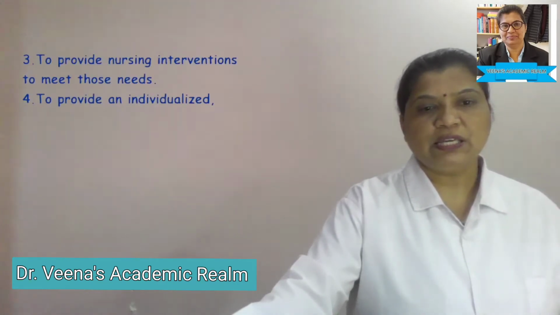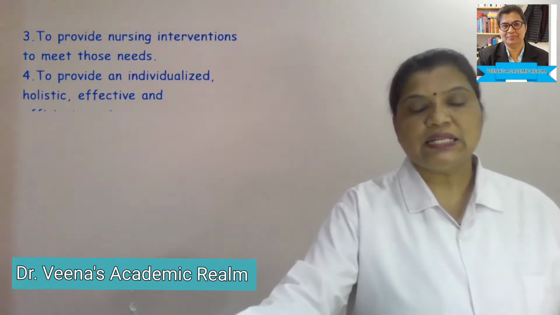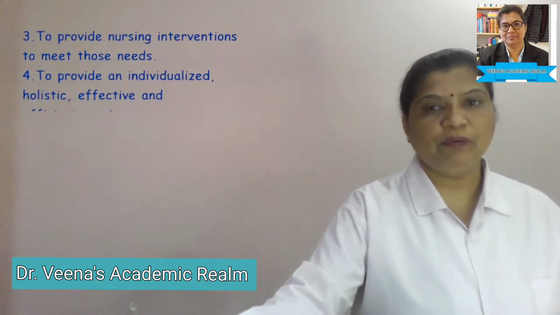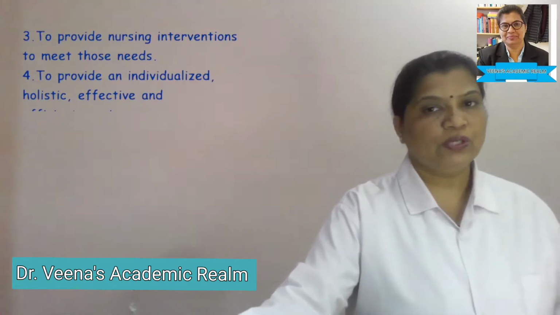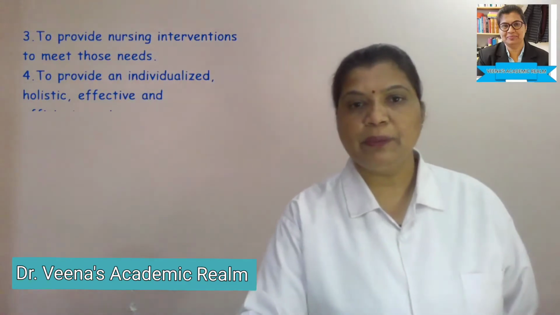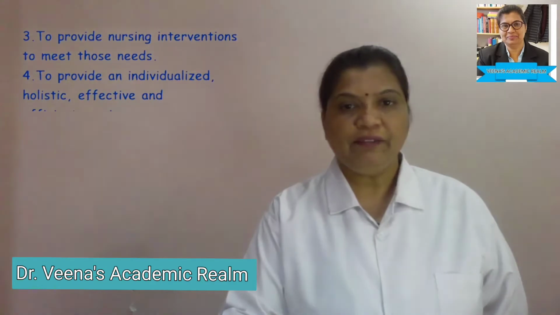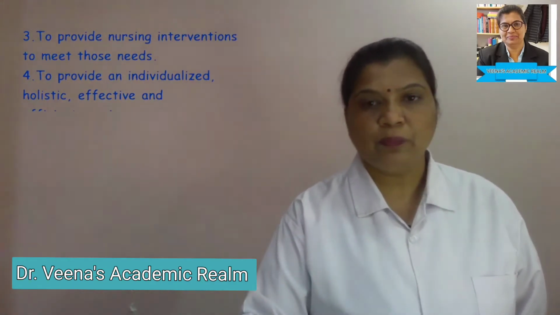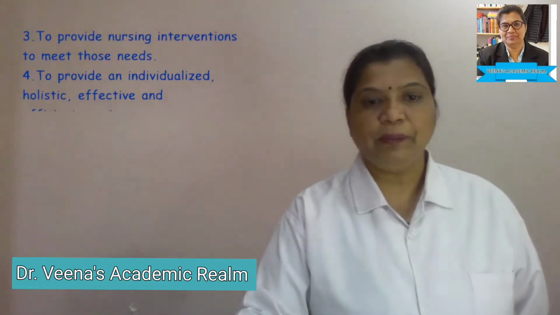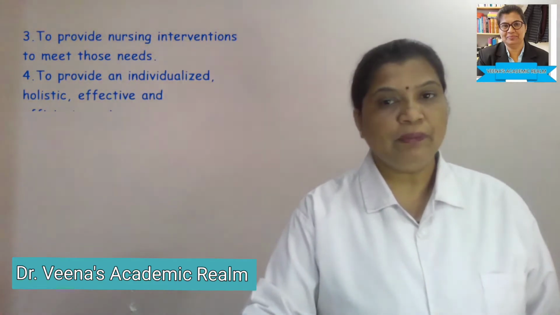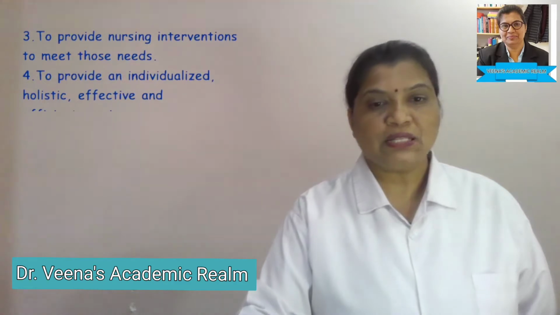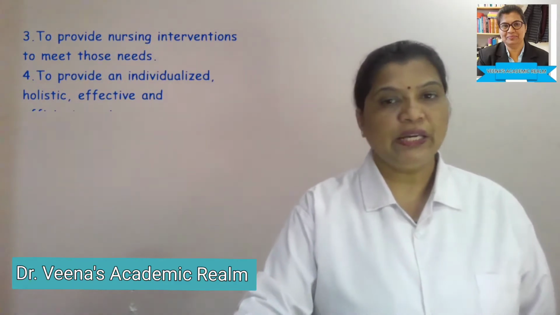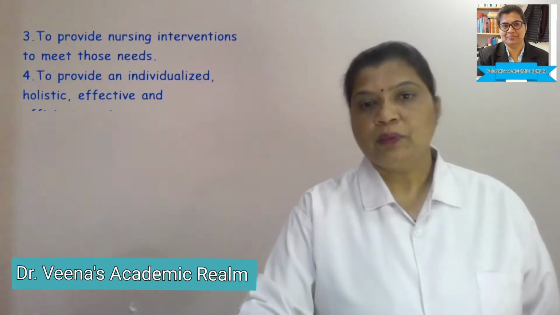Next purpose we will see, to provide nursing intervention to meet those needs. As we have taken information like subjective data and objective data, we identified the problem of the patient, and then we can identify some needs of the patient. What is the requirement of the patient according to the problem? What care should we provide to the patient? So we need to plan some nursing intervention procedures to meet the need of the patient according to priority.